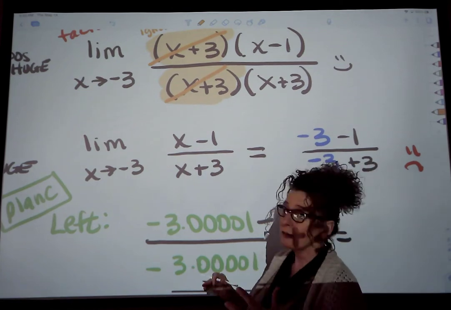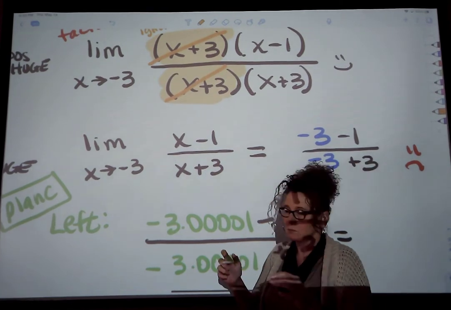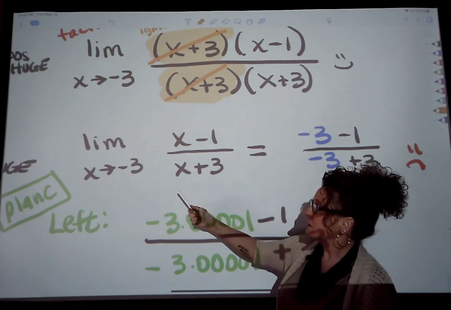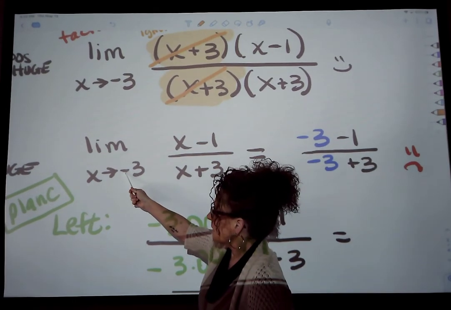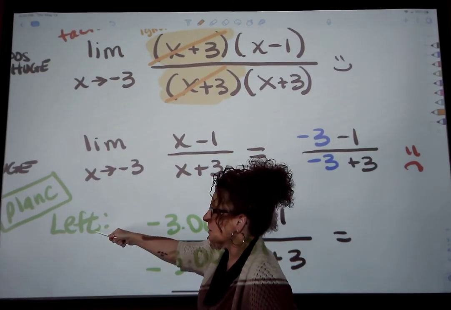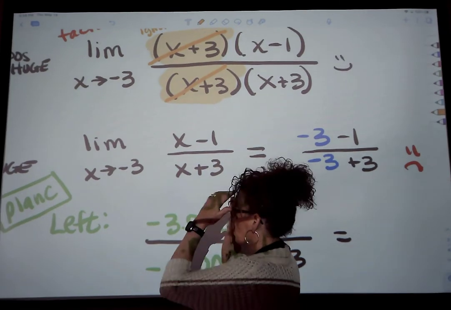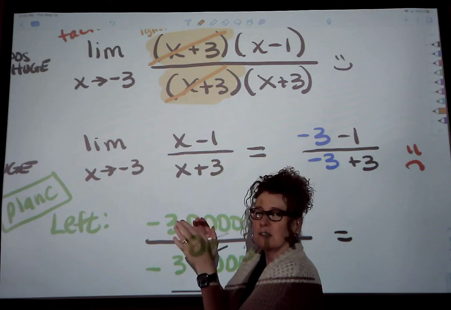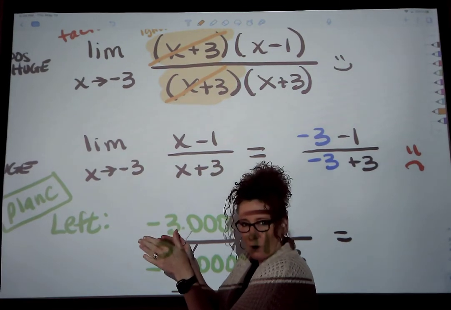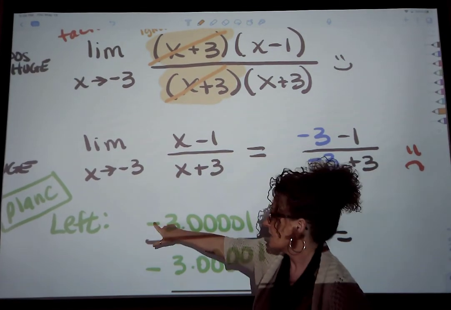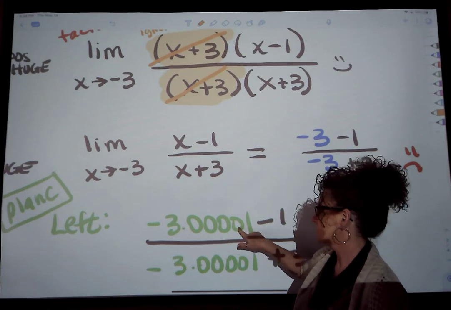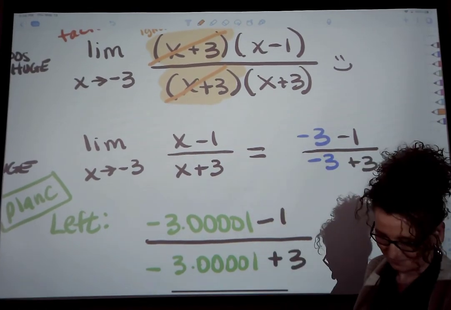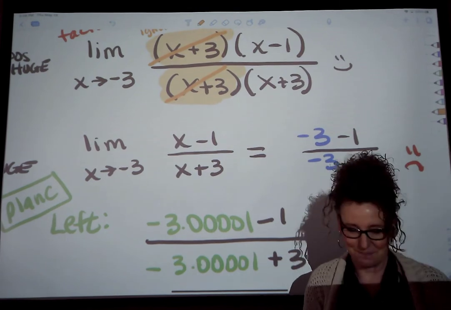So I know there's a hole there, so I'm still ignoring the hole. So I'm still focusing on this. Plan C, ready? I'm going to sub in a number to the left of -3. So on a number line, think about a number to the left of -3. That means I'm just a little bit toward -4, right? So I'm going to choose -3.00001. No calculator. Let's see if you can do this in your head.